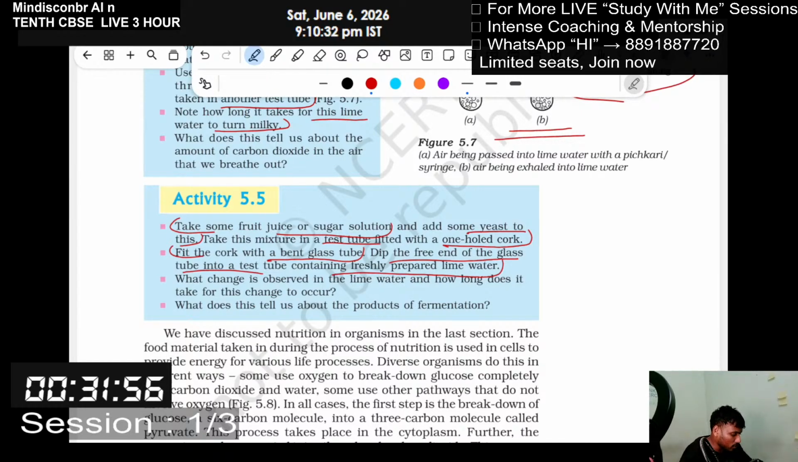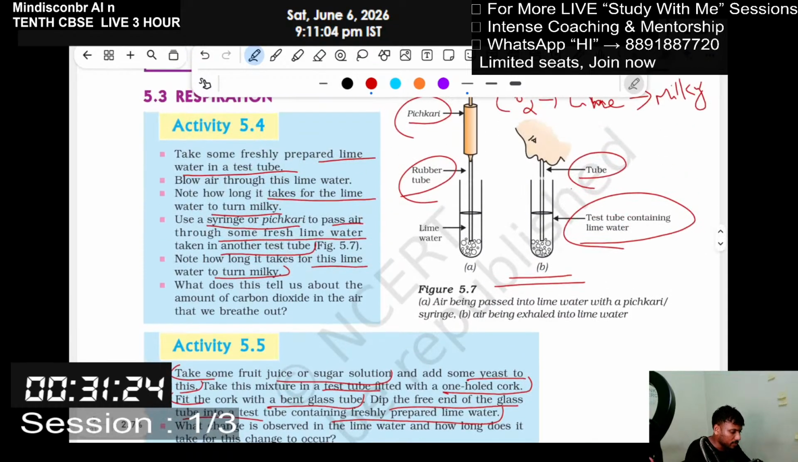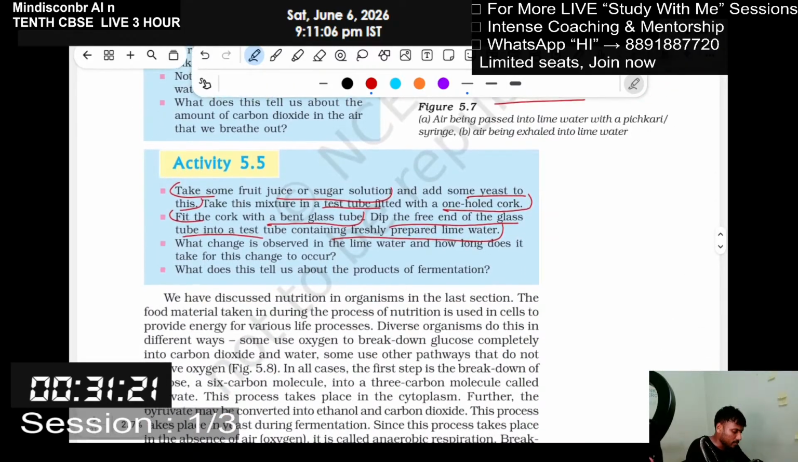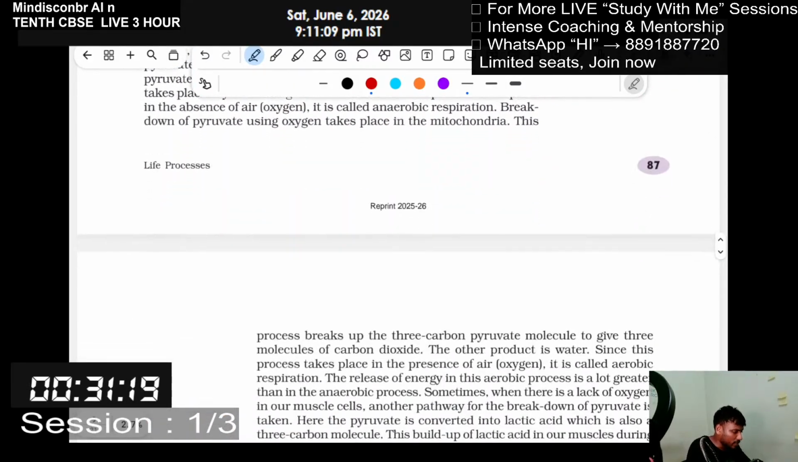Take some fruit juice or sugar solution and add some yeast to this. Take this mixture in a test tube fitted with a one-holed cork. Fit the cork with a bent glass tube. Dip the free end of the glass tube into a test tube containing freshly prepared lime water. What change is observed in the lime water and how long does it take for this change to occur? What does this tell us about the products of fermentation? Here no figure is given.